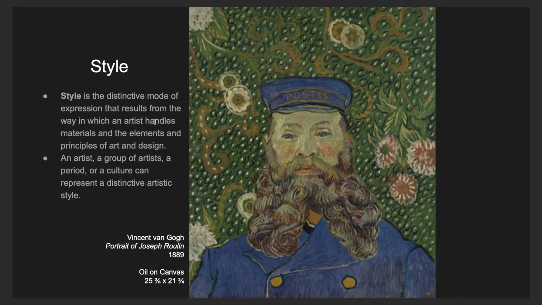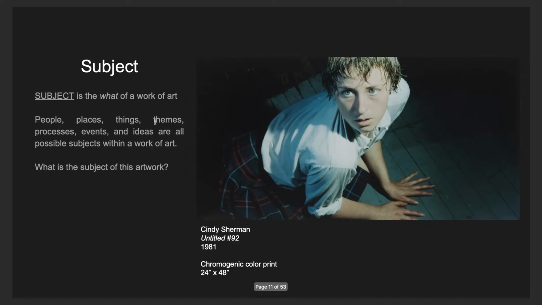Style. Style is the distinctive mode of expression that results from the way an artist handles materials. So anyone, even without having seen this painting by Vincent van Gogh, knows that it's Vincent van Gogh because he's developed a style. Styles are also classified more largely in art movements. So you've got abstraction and impression and stuff like that.